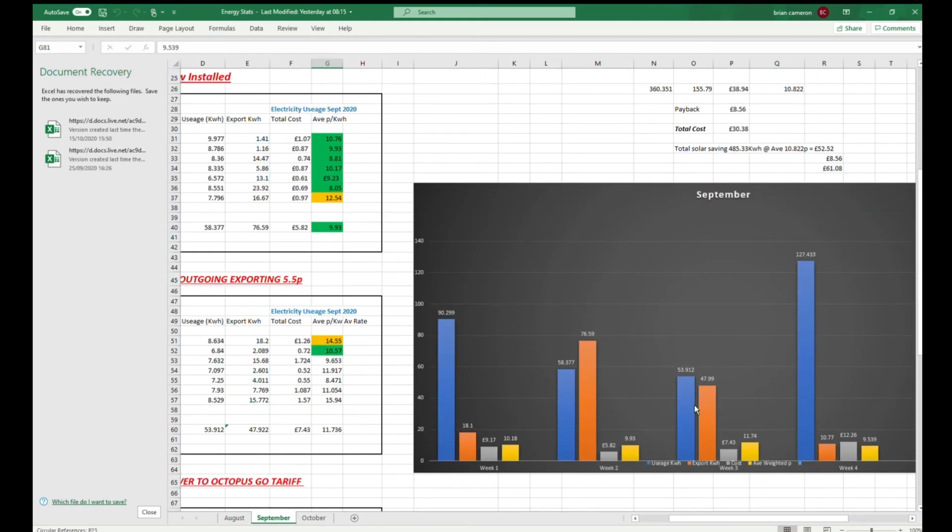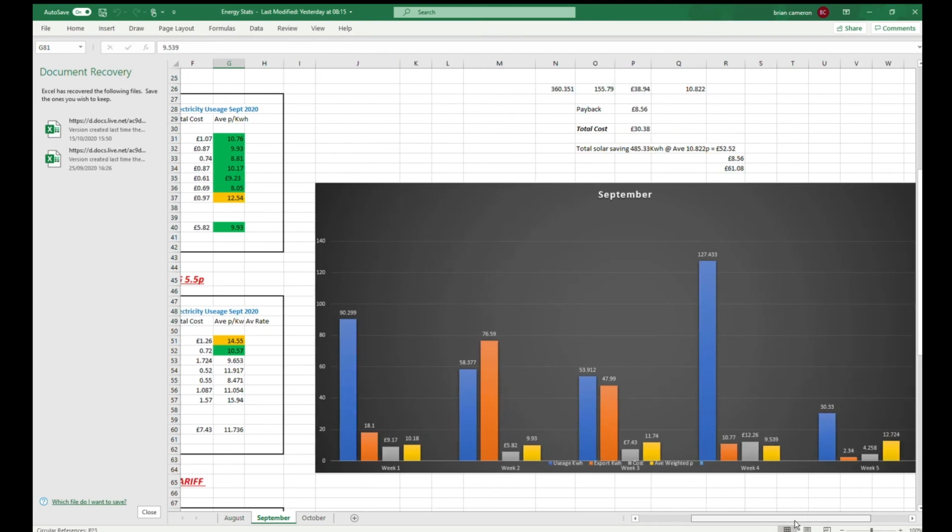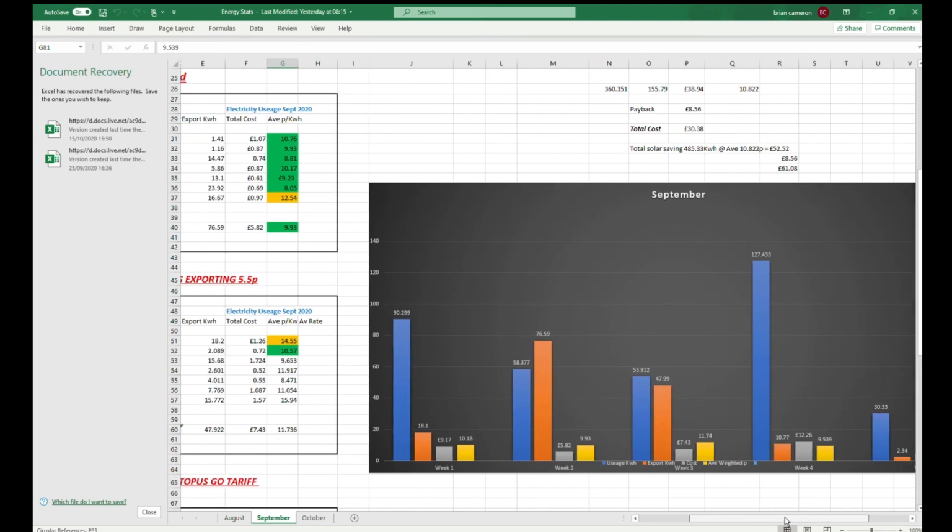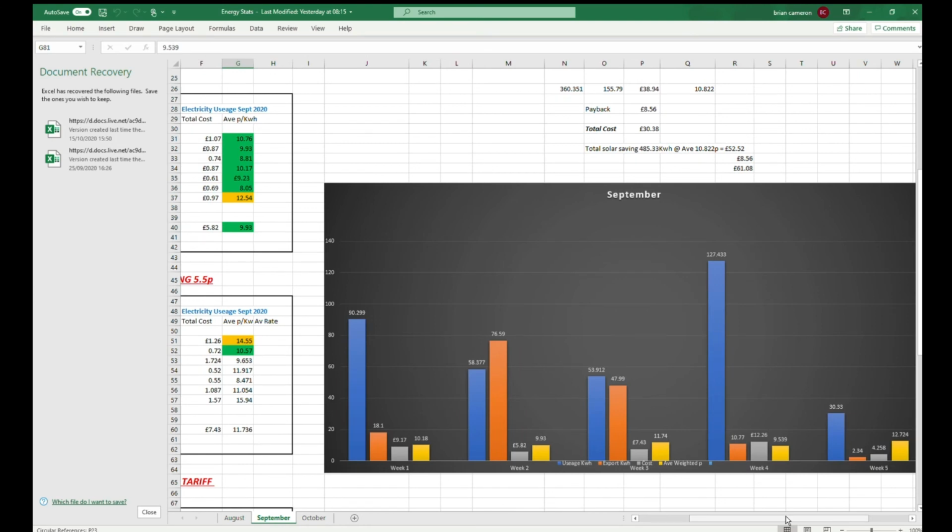And then just at the bottom here is a graph which summarizes and sort of visually shows. You can see here that week 4 was our biggest consumption. That's because obviously we were charging the car, and when we go into October, I'll give you a quick preview on that at the moment. You'll see there's quite a few more days of this actually detailed. So yeah, really pleased.